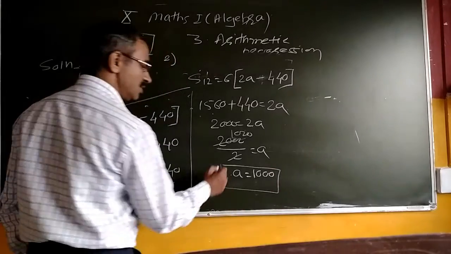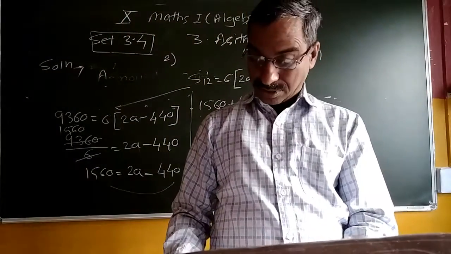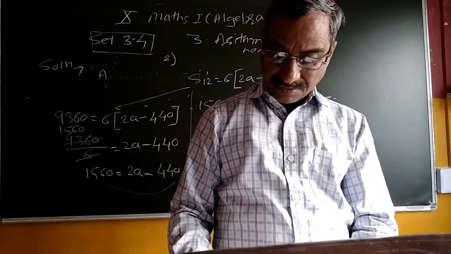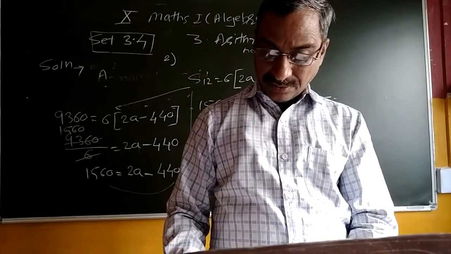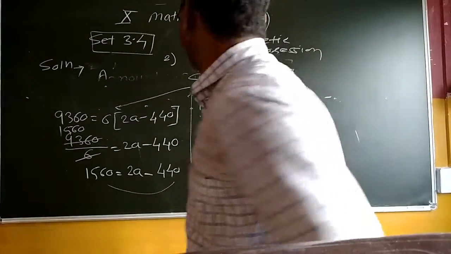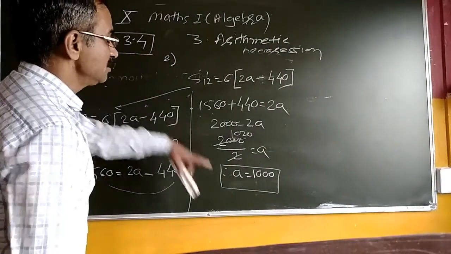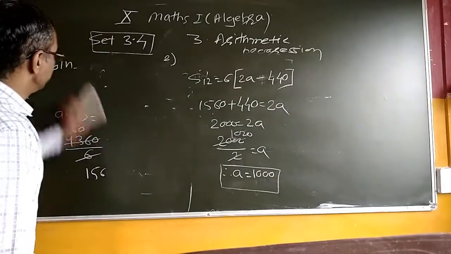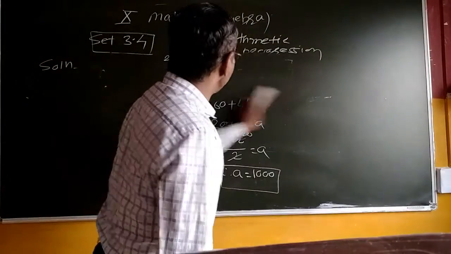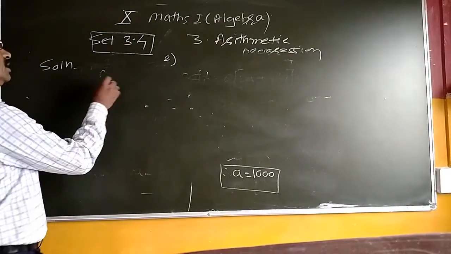The value of a is what? It means the first installment is 1000. So our answer is that the first installment is 1000. We want to calculate the last installment, that means Tn. We got the first installment. Then we want to find out the last installment, that means Tn, not Sn.